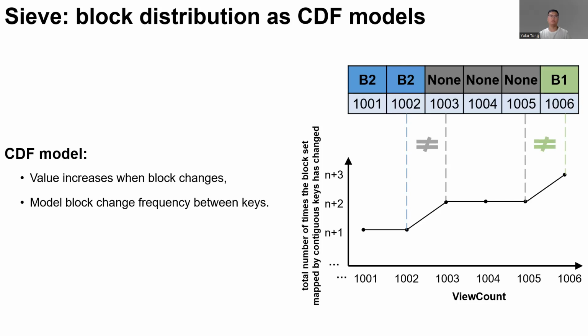To handle this issue, SAVE leverages a cumulative distribution function to model the trends in block distribution. As shown, when there is a difference between the block sets mapped by contiguous keys, for example, keys 1002 and 1003, the value of the function increases by 1. This function models the frequency of changes to mapped blocks, which can be used to find the best suited partitions and segments.